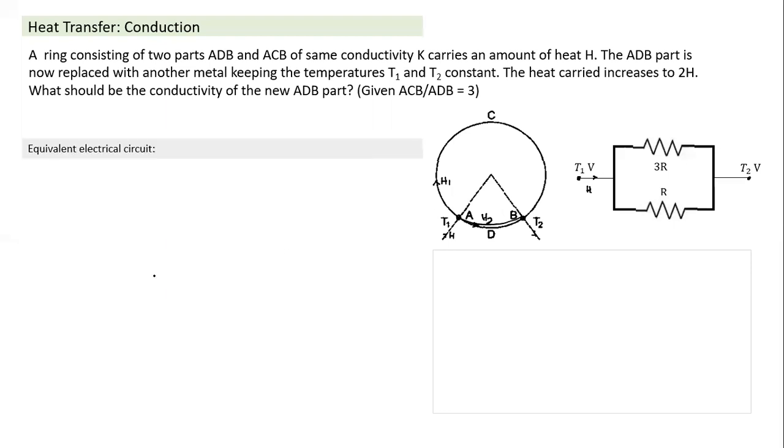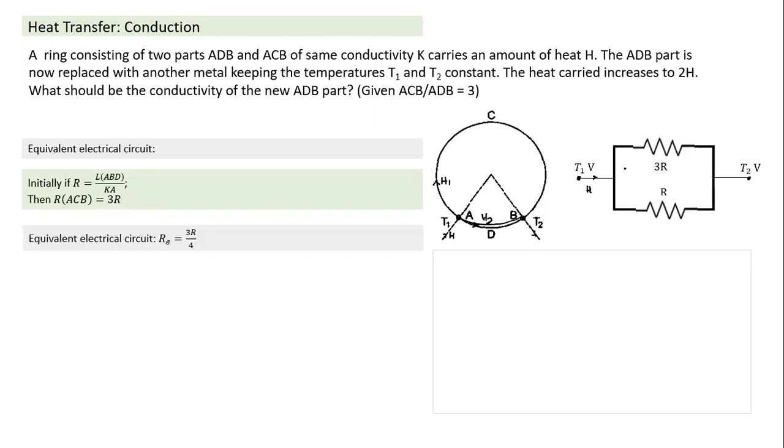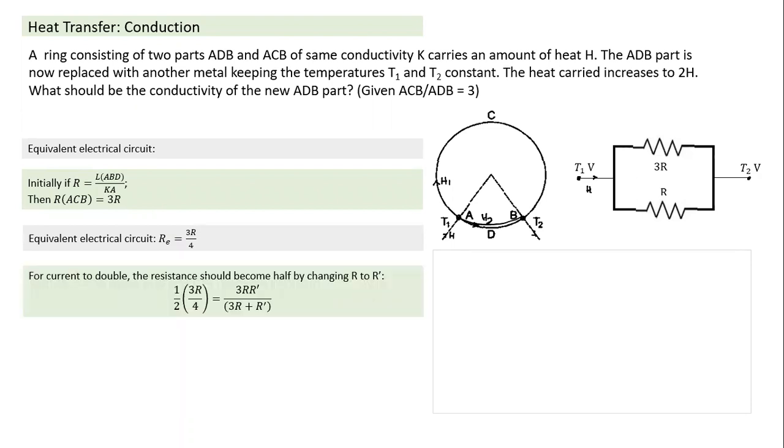Okay, now let's solve this one. This is the initial electrical circuit. Initially, if I take R equal to this length ABD by KA, the other one becomes 3R. Now, what is R equivalent here? R equivalent is equal to 3R by 4. So this is the initial equivalent resistance. What has to happen with the same potential if the current has to become double? With a little understanding of current electricity, the equivalent resistance must become half. That's what has to happen. Because the temperatures are not changing, the equivalent resistance has to become half.